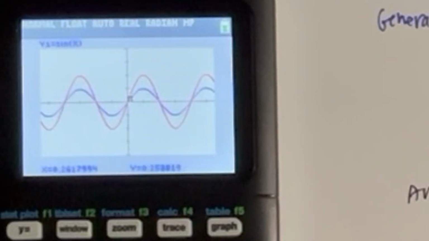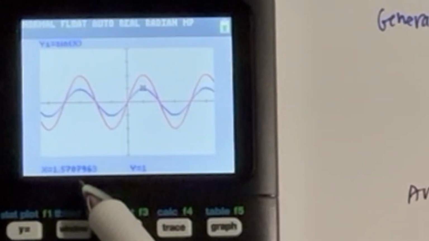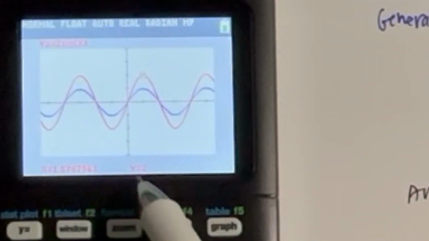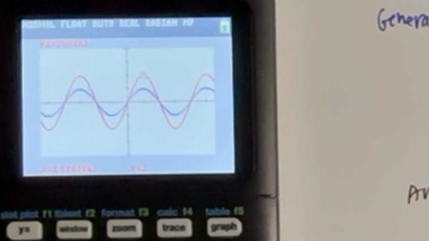We can verify this, hit the trace function. We'll go over a little bit. Now we're on the blue one. So it looks like we're right there at about 1, so that's going to be the pi over 2. Now if we go up here, it's going to be y is equal to 2, so it is doubled on the red. So that has to do with our 2x factor.